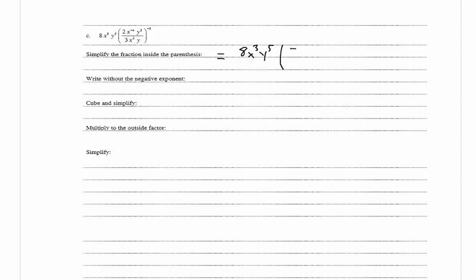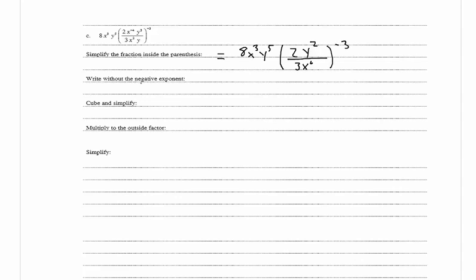So we have 2, and x to the negative 4th divided by x squared is going to be x to the negative 4 minus 2, which is x to the negative 6th, and then it becomes x to the 6th in the denominator. And then we have y cubed divided by y is y squared, and we have our 3 in the denominator, all raised to the negative 3.